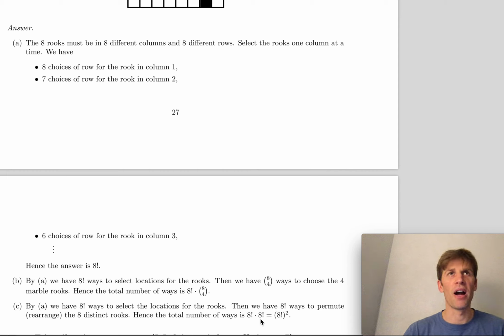So be sure in your mind you can keep those 2 8 factorials separate. One of them is counting the number of ways to choose the locations, and the second one is the number of ways of permuting the different rooks, all of different materials, amongst those chosen locations.